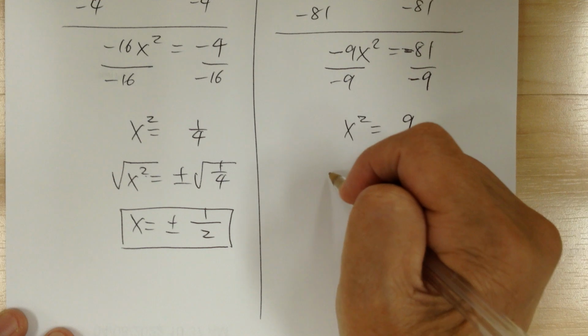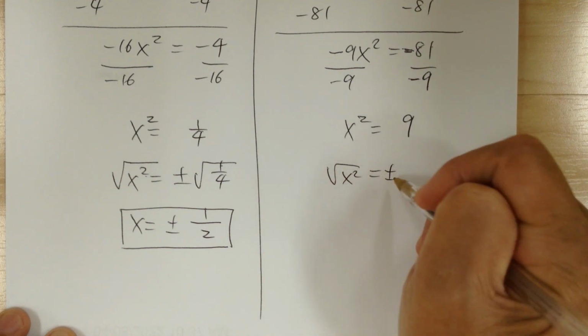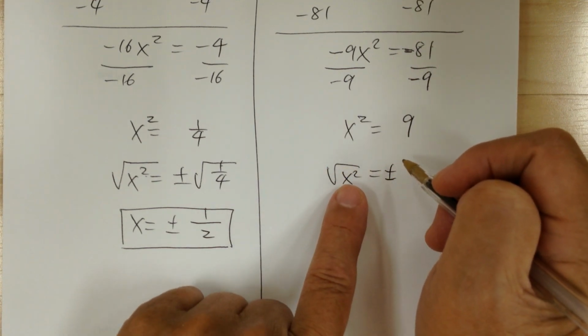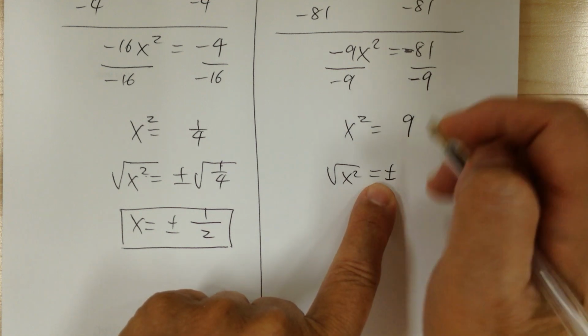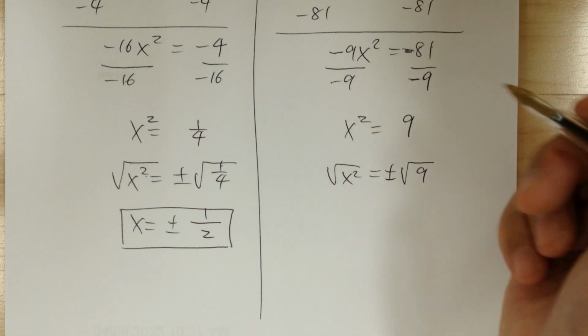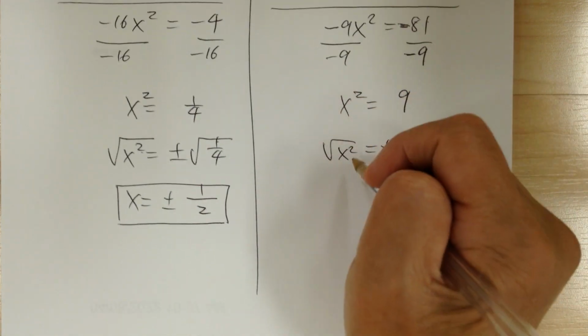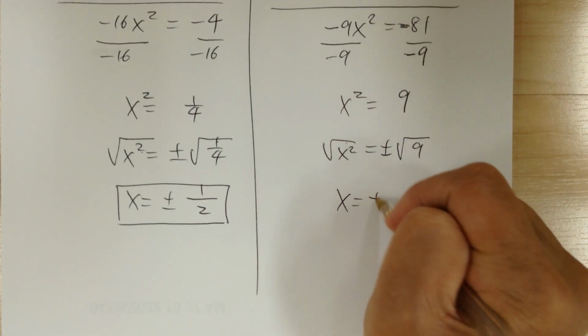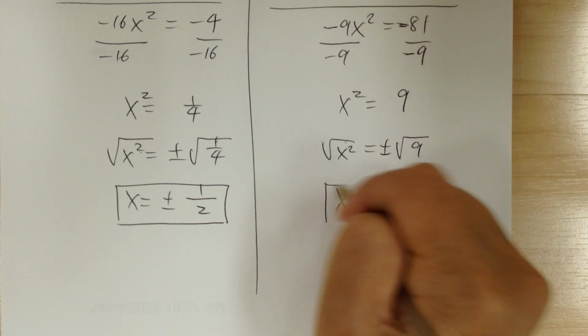Okay, take the square root on both sides. And remember the plus or minus. Whenever you take the square root of the variable, you need to put plus or minus on the other side. Then you can simplify. Square and square root cancel out. Square root of 9 equal to 3. And that would be your answer.